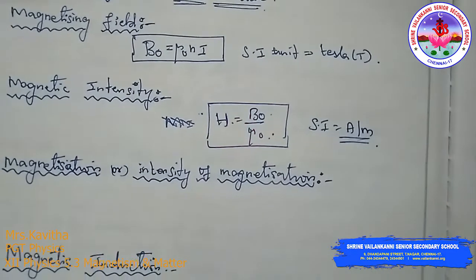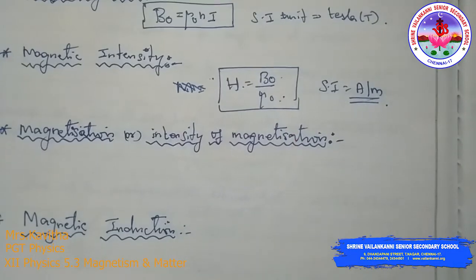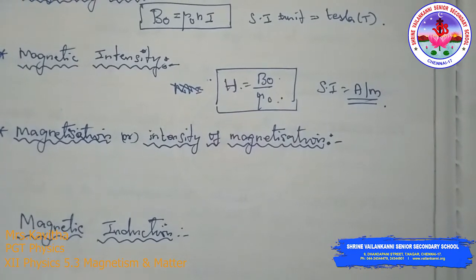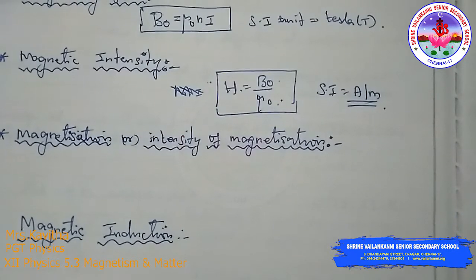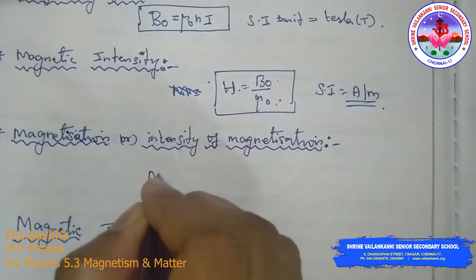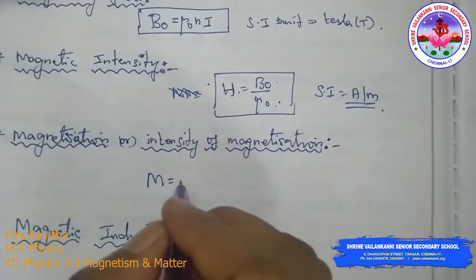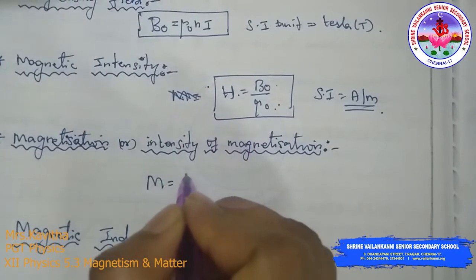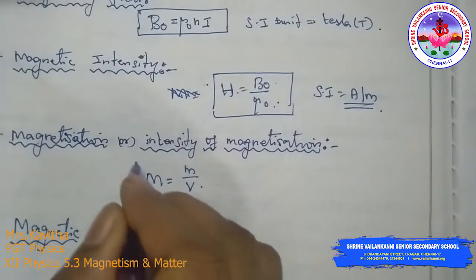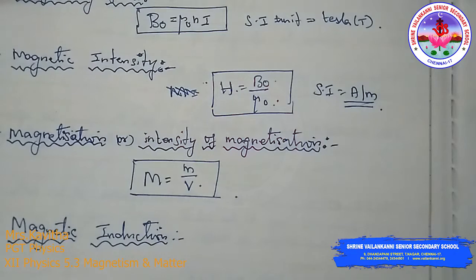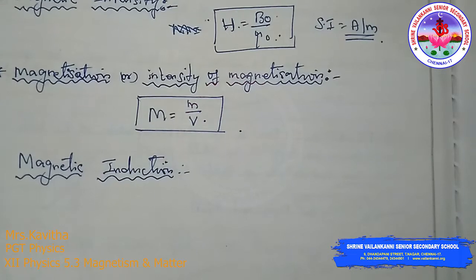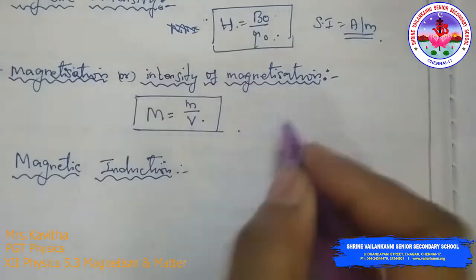Then the magnetization, or intensity of magnetization. It is the magnetic moment developed per unit volume. That means capital M, the magnetization intensity, is equal to small m by V, the magnetic moment per unit volume. Now we can see its SI unit.